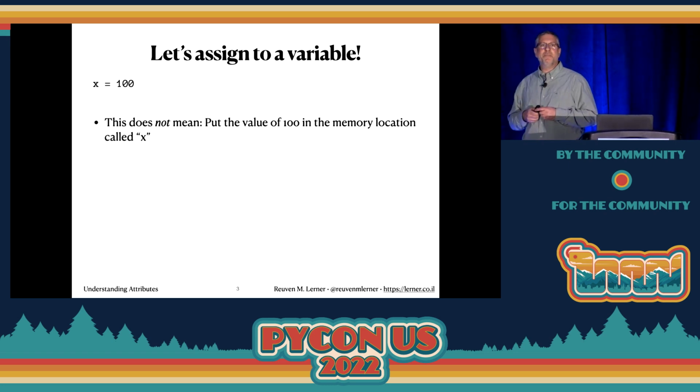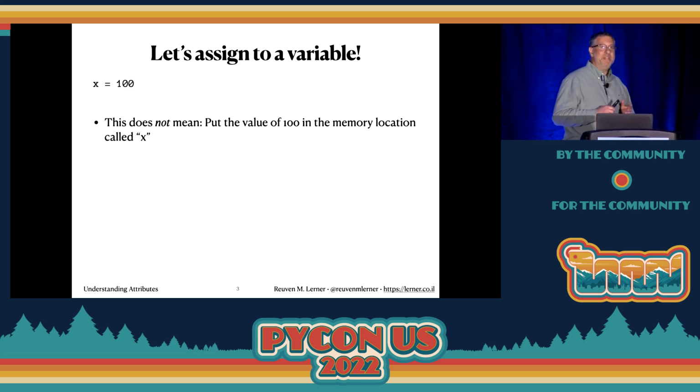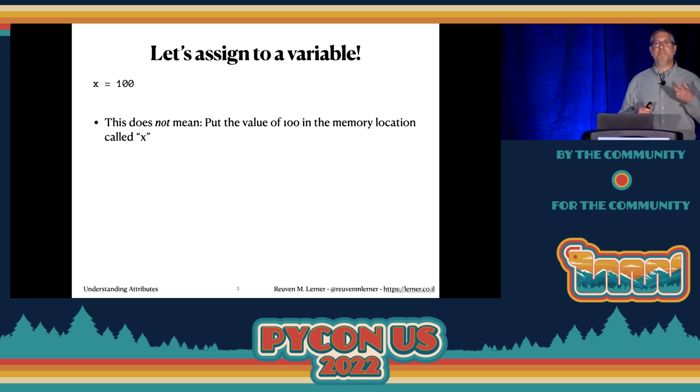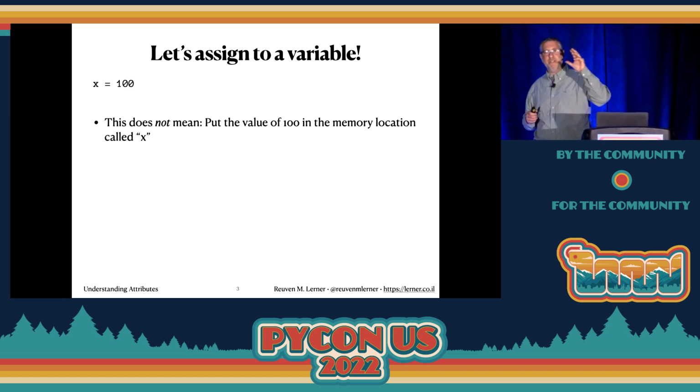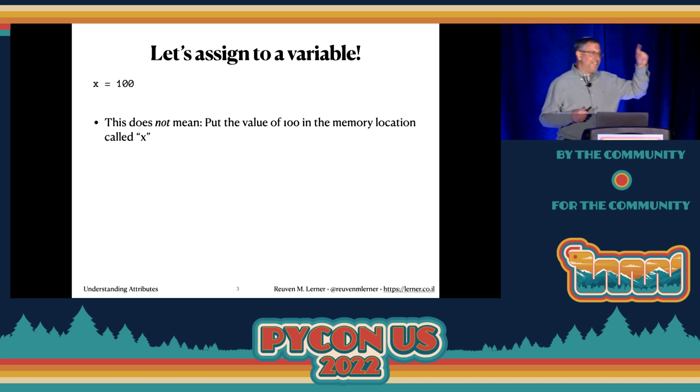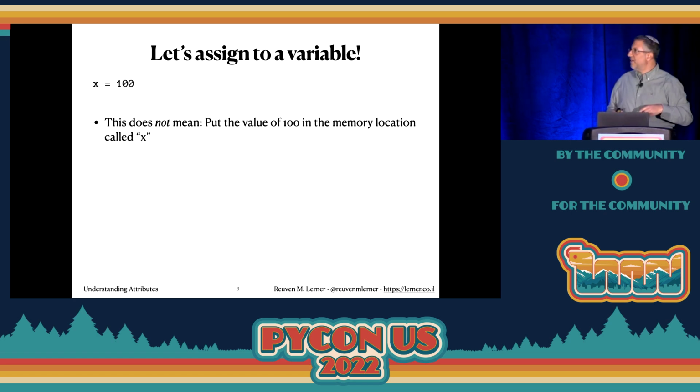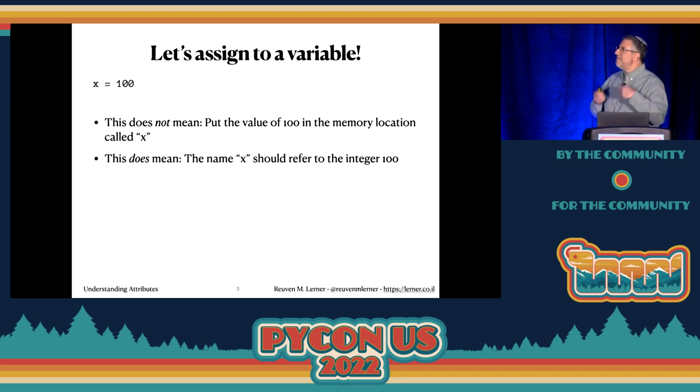So many people who come from the C world, and we have to sort of be nice to them, pity them, basically believe that when you say x equals 5, you're taking a variable, which is basically an alias to a memory location, and you're saying, I want to stick that value into that memory location. That's not how it works in Python. This does not mean put the value of 100 in the memory location called x. What it does mean is the name x should now refer to the integer object 100, a totally different kind of thing.